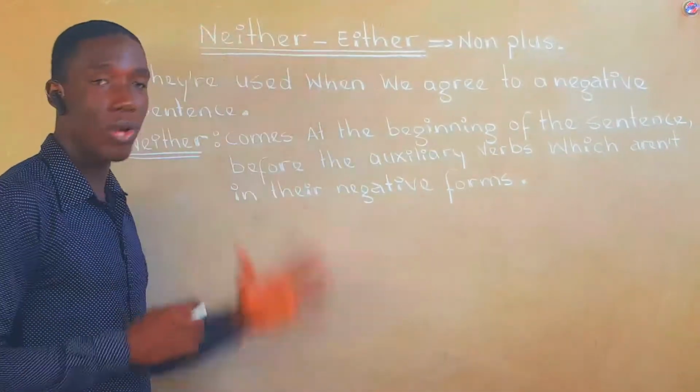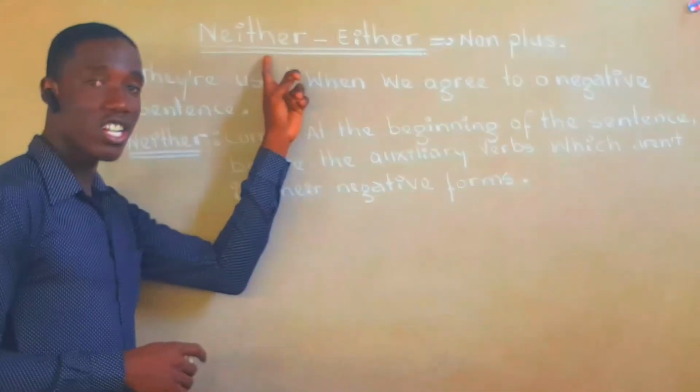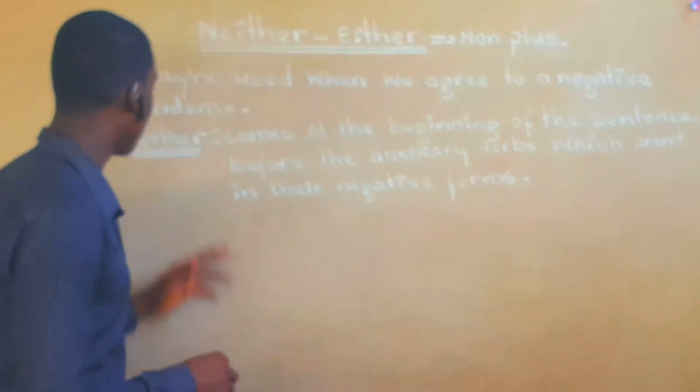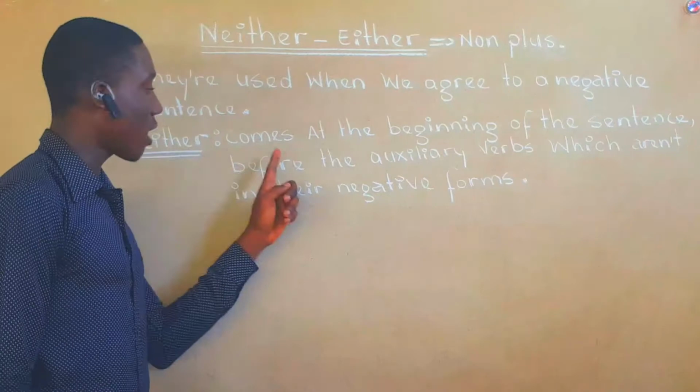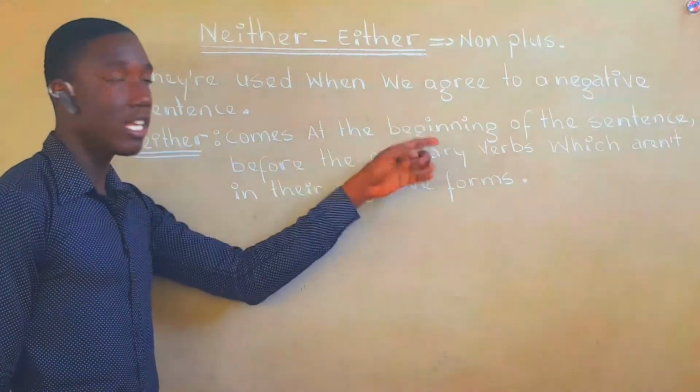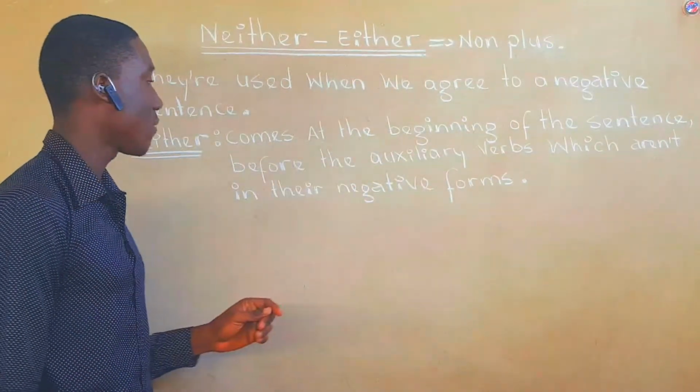Now you will learn how to use neither and either. Now let's go. Now for neither. Neither comes at the beginning of the sentence.